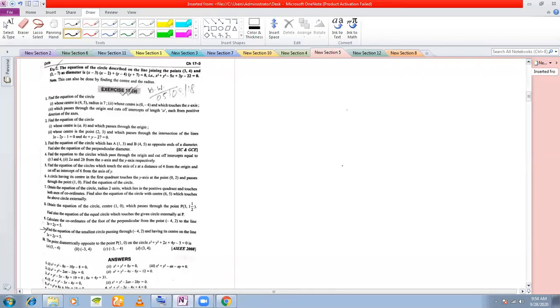Find the equation of the smallest circle passing through the point (-4, 2) and having its center on the line 3x + 2y = 5. So I say, let the coordinates of the center of the circle be (h, k).